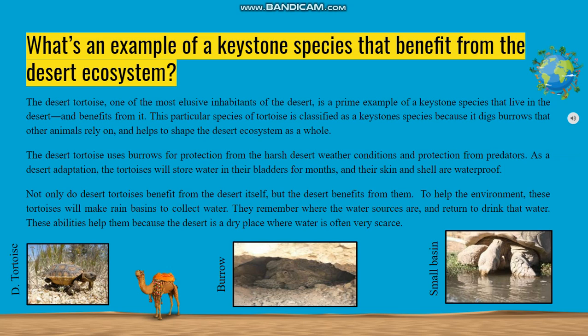To help the environment, these tortoises will make rain basins to collect water. They remember where the water sources are, and return to drink that water. These abilities help them because the desert is a dry place where water is often very scarce.